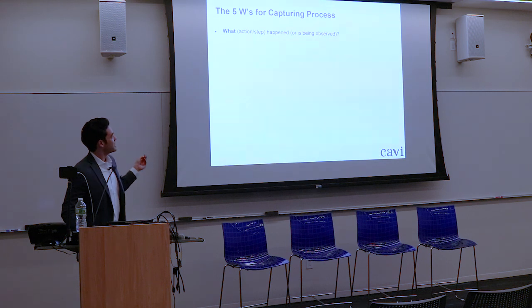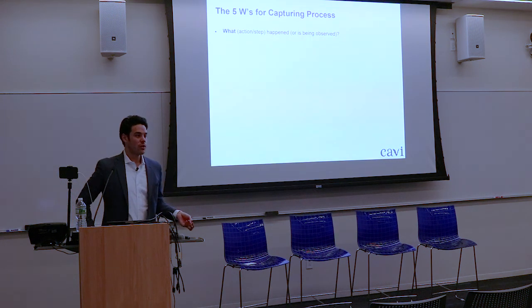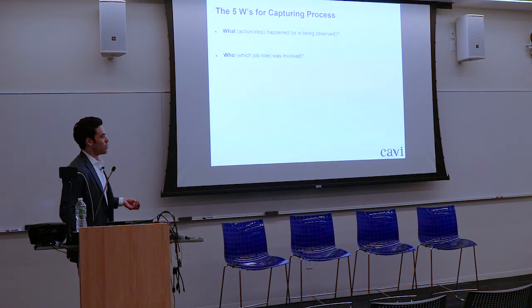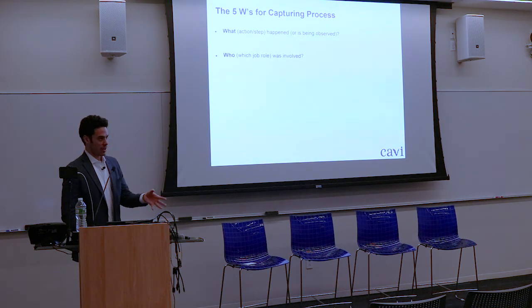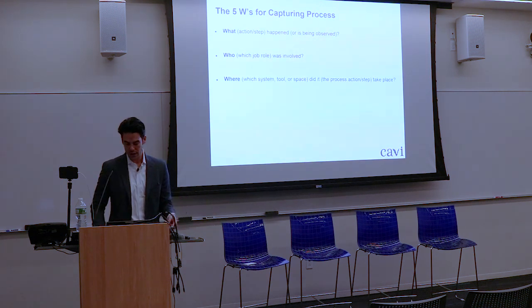What action step happened or is being observed? What's going on in the room right now? If you're observing the process happening directly, or if you're just having an interview with somebody, what is it they're doing? That's the what. The who is which job role was involved. I don't care if it's Bob or Nancy or Sally. I need to know the role. I need to know the org chart role. I need to know what function they're supposed to be playing. That's the who. It's the function. Because later we're going to see functions can be done by machines or done by people, but it's the who done it. Who is the one doing the action?